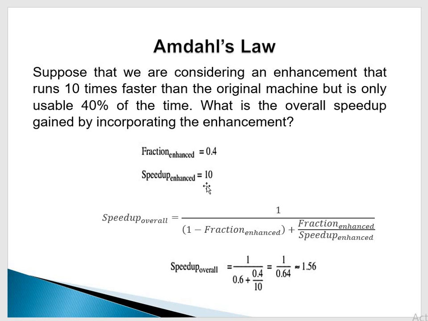So speed up enhanced will be 10. If we have to calculate the overall impact on the speed, we will now calculate the impact of this enhancement on the performance of the total machine, which we can calculate using this equation, as we have already discussed. By putting in the values of fraction enhanced and speed up enhanced, we get this equation, and after solving it, the final speed up overall will be 1.56.